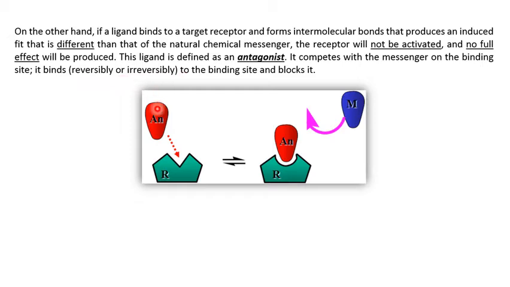Okay, so what happens if we design a drug that produces a different induced fit? In this case, the receptor is not going to be able to produce the signal transduction and the biological effect we are looking at. And in this case, this drug will be called an antagonist. This drug would bind to the binding site and prevent the natural chemical messenger from binding to the binding site. It competes with it and, as a result, the receptor will not be activated and will not see the full effect.